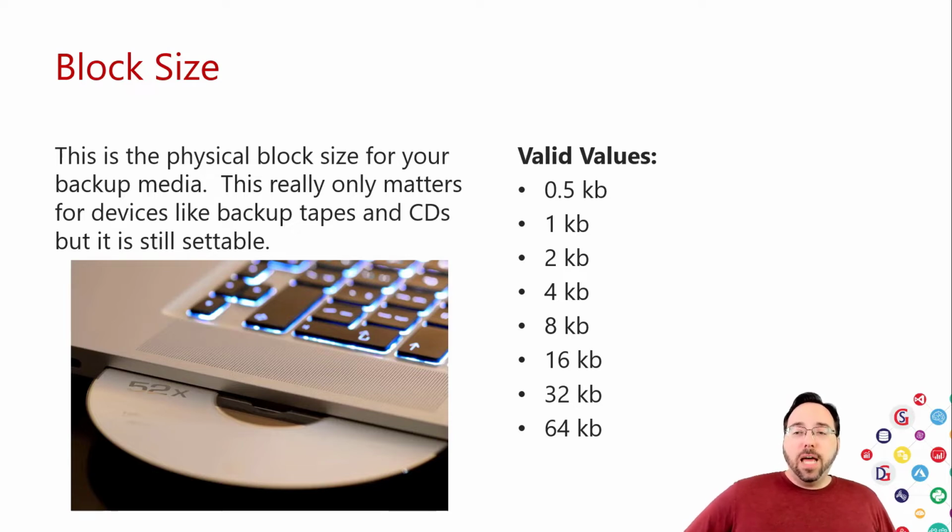Our first major setting is block size. This is the physical block size for a backup media. In fairness, this really only matters if you're using tape. I guess if you were backing up to CD, this would also matter. But if you're backing up to CD, you don't care about performance anyhow because that's already way slow. The valid set of values, enumerated right here, is everything from 512 bytes up to 64 kilobytes. And this is the exact set of valid values.